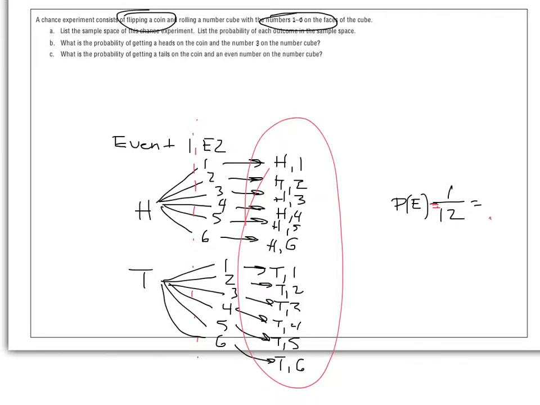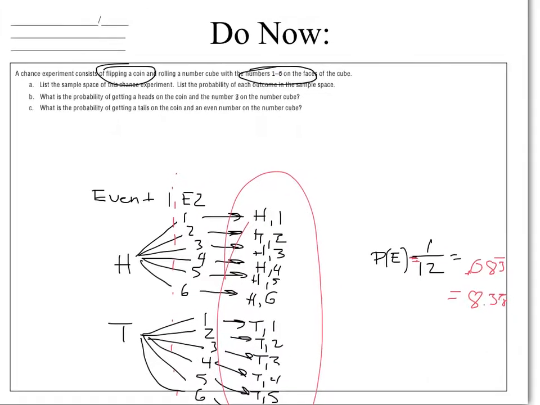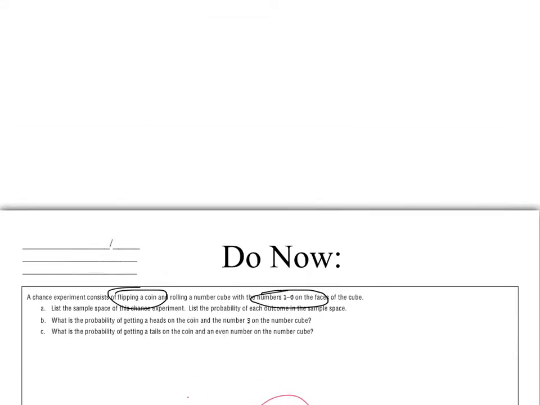And we're going to get 0.083 repeating. And so we move the decimal 2 times, that's going to be 8.3%. So that's the probability of each outcome in the sample space. This is the answer to question A, along with the sample space, 8.3%.